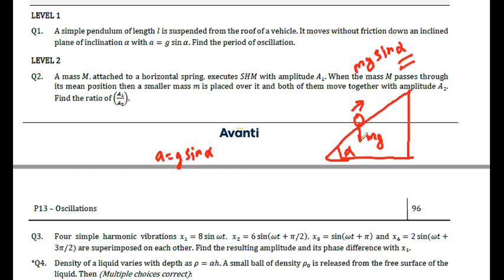And because of this mg, the component in this direction is also mg sin alpha. Agree or not? Raise your hand. Now we are left with only one component, which is in this direction. This component is mg cos alpha.